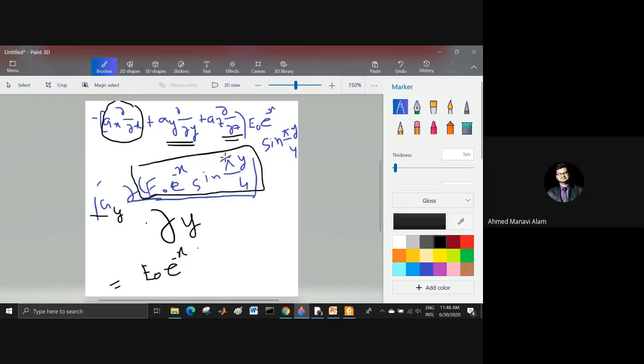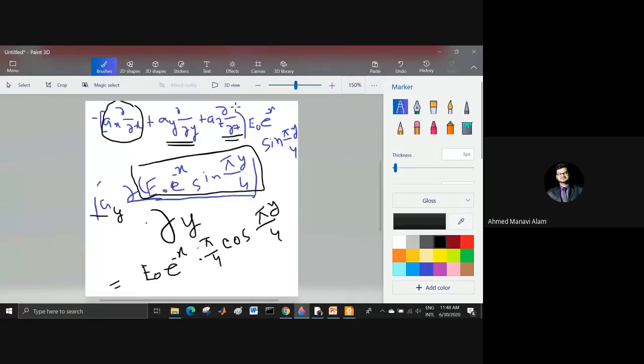Look, sin pi y by 4, that means pi and 4 is a constant, so it comes in the front. I'm going with this, not minus. Pi by 4 comes in the front and this thing becomes cos pi y by 4. So this is that. So this is my second term.